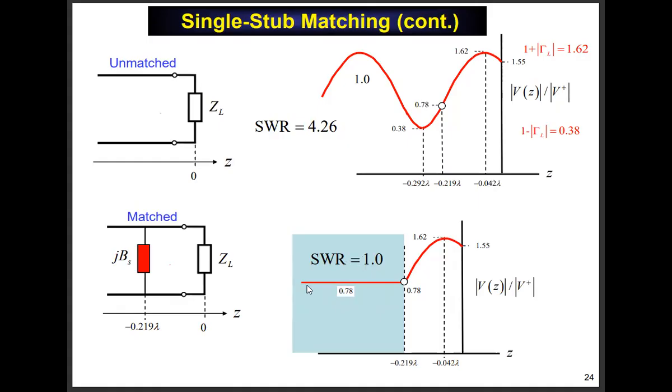So the generator thinks it sees a perfect match on this part of the line, perfectly flat voltage, okay? But we know that really between the stub and the load, it's going to look like this. We don't really care about that, but that's what it looks like. Okay, any questions?